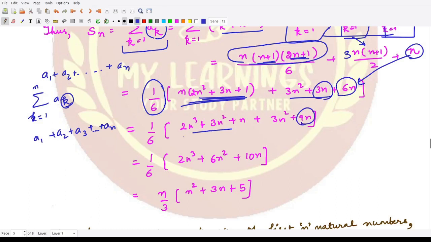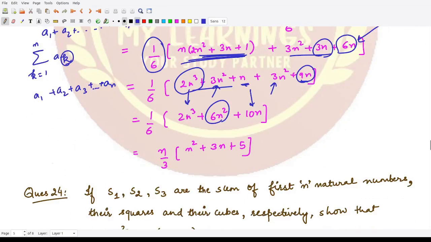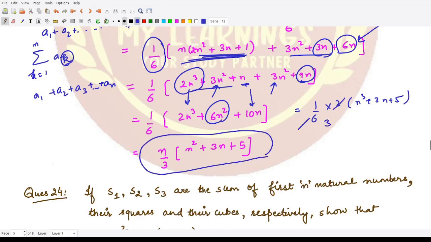Now you can collect the like terms. 2n cube is as such. Then 3n square plus 3n square is 6n square. And then you have n plus 9n is 10n, correct? Now what you can do, you can take 2 common from this term, so it would be 2 into n cube plus 3n square plus 5n. So this 2 and 6 get cancelled, so you have this term, which is your answer, correct?